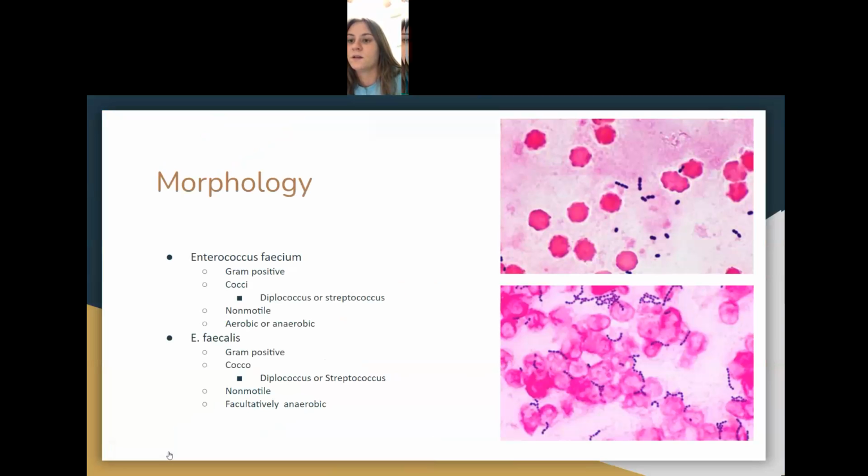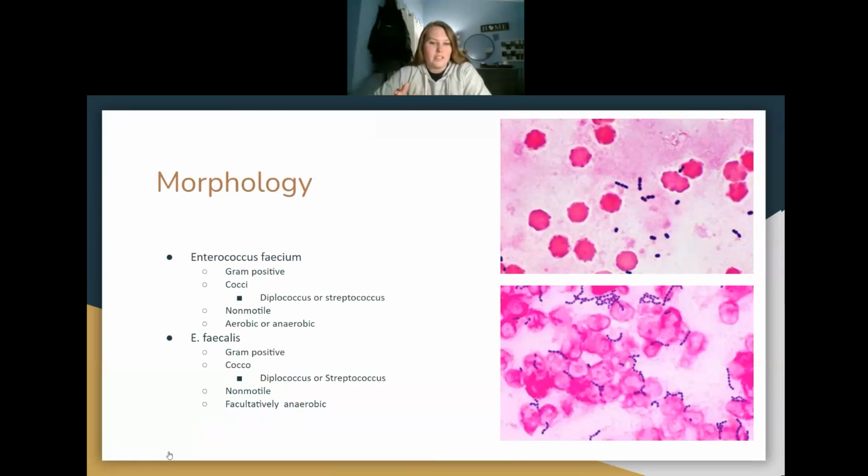So for the morphology, Enterococcus faecium and faecalis are both very similar. They're both gram-positive. They have a coccus, or in other words, a round shape, which can be seen in diplococcus or streptococcus arrangements. They are both also non-motile. There are not many differences between the two pathogens, but Enterococcus faecium can live in either aerobic or anaerobic environments, while E. faecalis is a facultative anaerobe, meaning that it is not necessarily restricted to that environment.